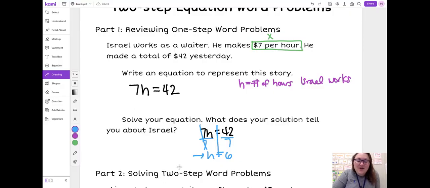Here's my answer. Now, what does that answer, that solution, tell us about Israel? So is it 6 people, $6, 6 days? Because h is the number of hours Israel works, this is telling me Israel worked 6 hours. This is the part we learned back in our one-step equation lesson, and this is what we need to know to help us with today's lesson on two-step word problems.